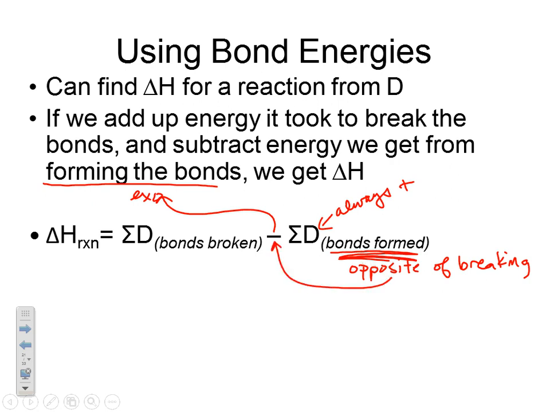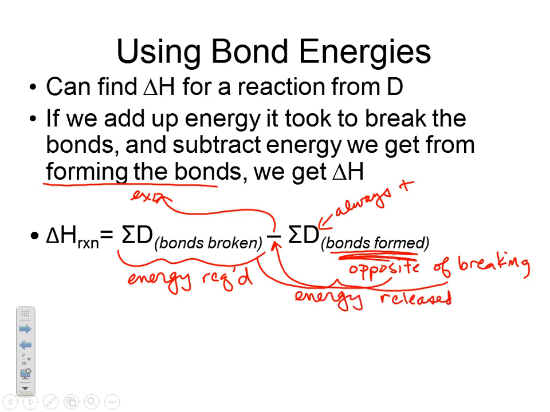So essentially all we're doing is adding things together, but we're flipping that sign for the bonds that are formed. So this is energy required. And when you include that negative sign with it here, this is energy released.